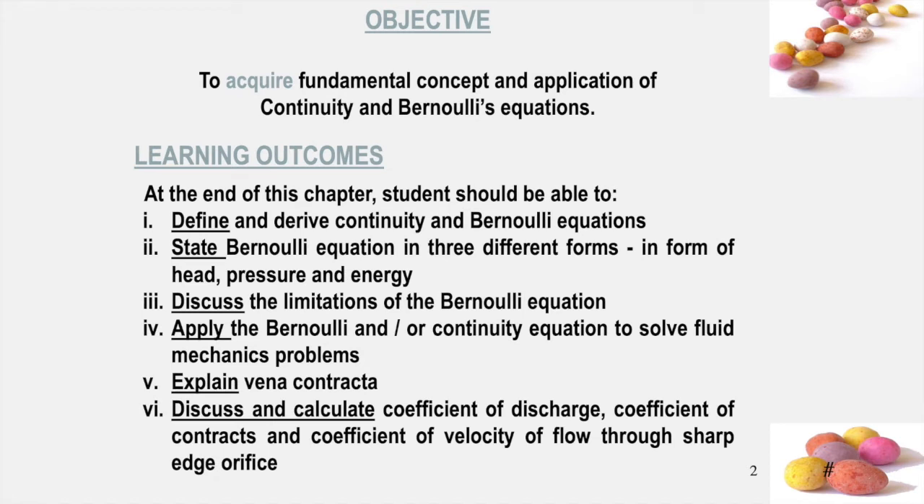The objective of this chapter is to acquire the fundamental concept and application of continuity and Bernoulli's equation. The learning outcomes are that, at the end of this chapter, students should be able to: first, define and derive continuity and Bernoulli's equation. Second, state Bernoulli's equation in 3 different forms: in terms of head, pressure, and energy. But in our calculation, normally we will use Bernoulli's equation in terms of head.